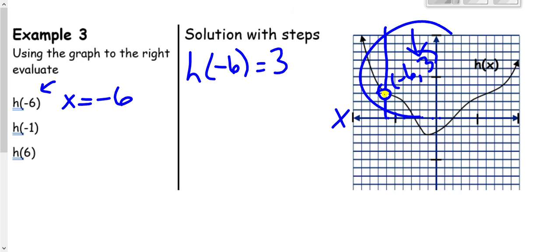So let's try that again. Oops. For some reason my eraser's not working. There we go.